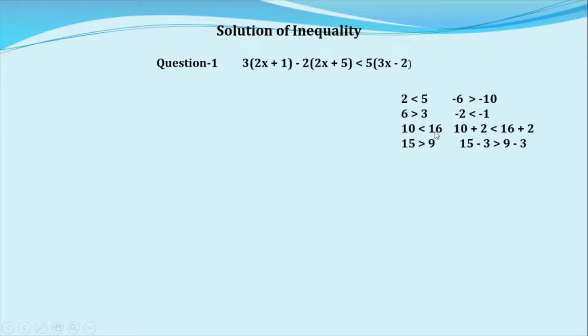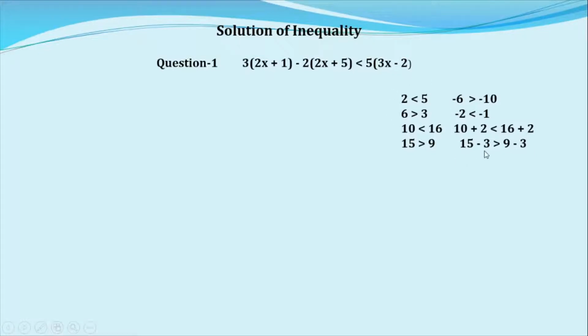Now 10 is less than 16. Yes, everybody knows 10 is less than 16. So we add 2 on both sides. This inequality will remain same. It will become 12 and 18, and 12 is less than 18. It means it makes no difference if we add a particular number on both sides, so this inequality will remain same. 15 is greater than 9, if we subtract 3 from both sides, there will be no change in this inequality. It will become 12 and 6, 12 is greater than 6.